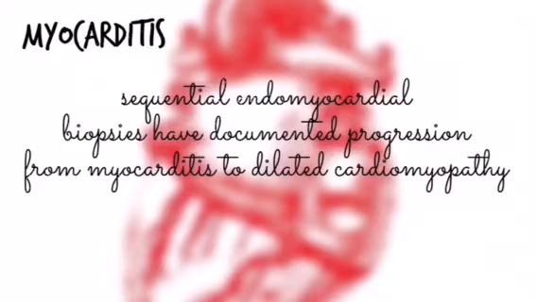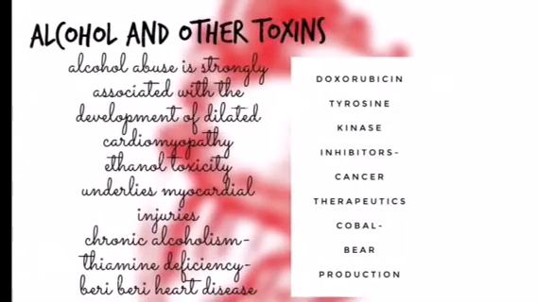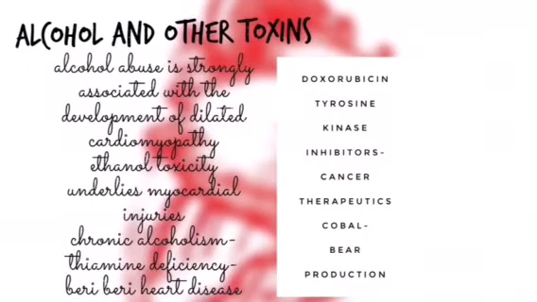Okay, so next is myocarditis. Sequential endomyocardial biopsies have documented progression from myocarditis to dilated cardiomyopathy. Okay, so next is alcohol and other toxins. Alcohol abuse is strongly associated with development of dilated cardiomyopathy. That is, alcohol has a direct link with dilated cardiomyopathy. Okay, so alcohol is a major cause of dilated cardiomyopathy.